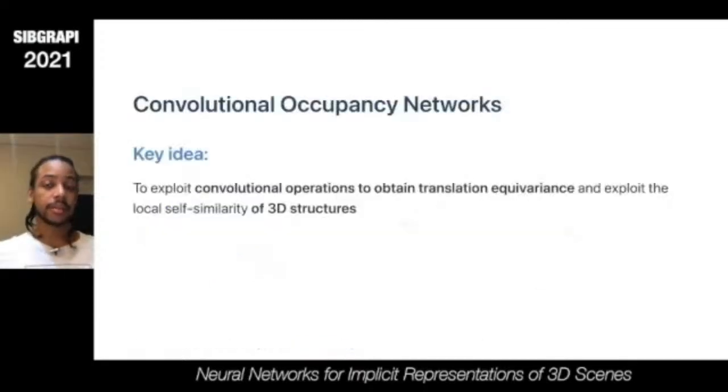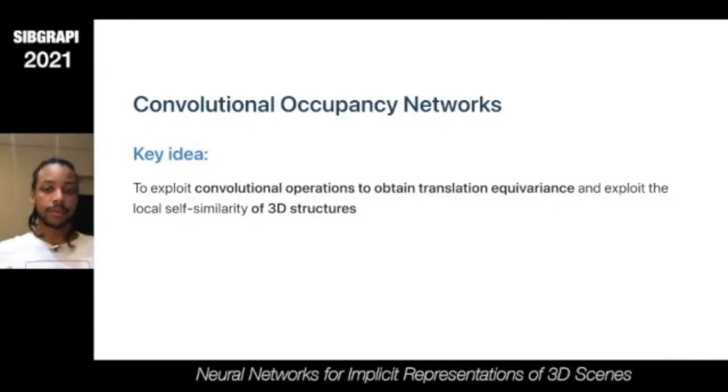The key idea here is to look to the successful application of convolutional neural networks to images and try to use this kind of operations, the convolutions, to obtain translation equivariance in 3D. So if you want to reconstruct a scene with multiple chairs, for example, you'd like your model to learn how to reconstruct the shape of a chair anywhere in that scene.